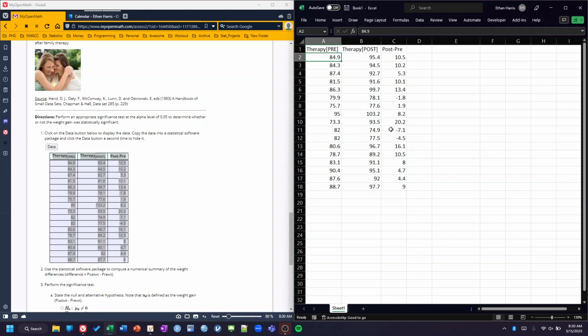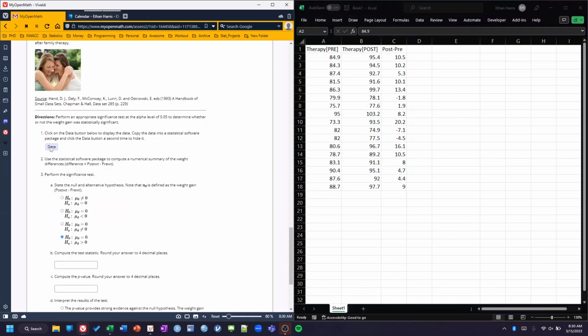But there were some who lost weight during therapy, and that's kind of realistic. And so we want to see, on average, did we see weight gain? That's what we really want to test. So since that's what we want to do, we want to select the null and alternative hypotheses.